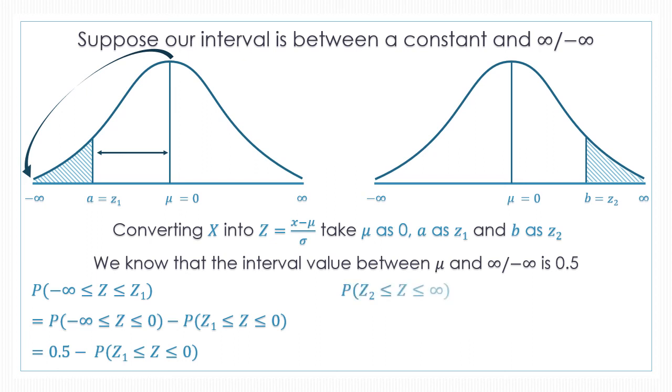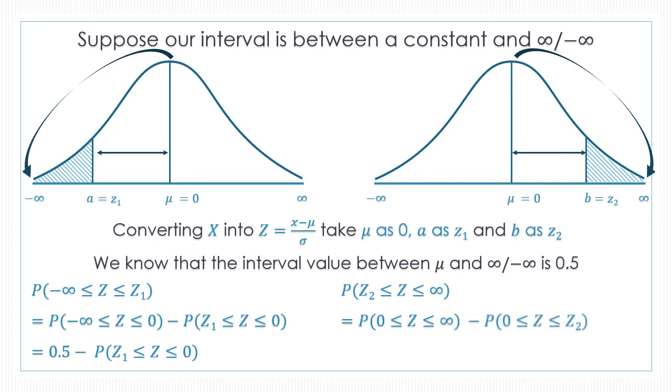Similarly, in my second part also, I need to calculate b to infinity, that is z2 to infinity. So first of all, I am going to calculate the value from 0 to infinity, and then I'm going to calculate the value from 0 to z2. So 0 to infinity minus 0 to z2, but infinity is 0.5, so 0.5 minus 0 to z2 is what I'm going to calculate. So in this tutorial I'm going to end my lesson here.